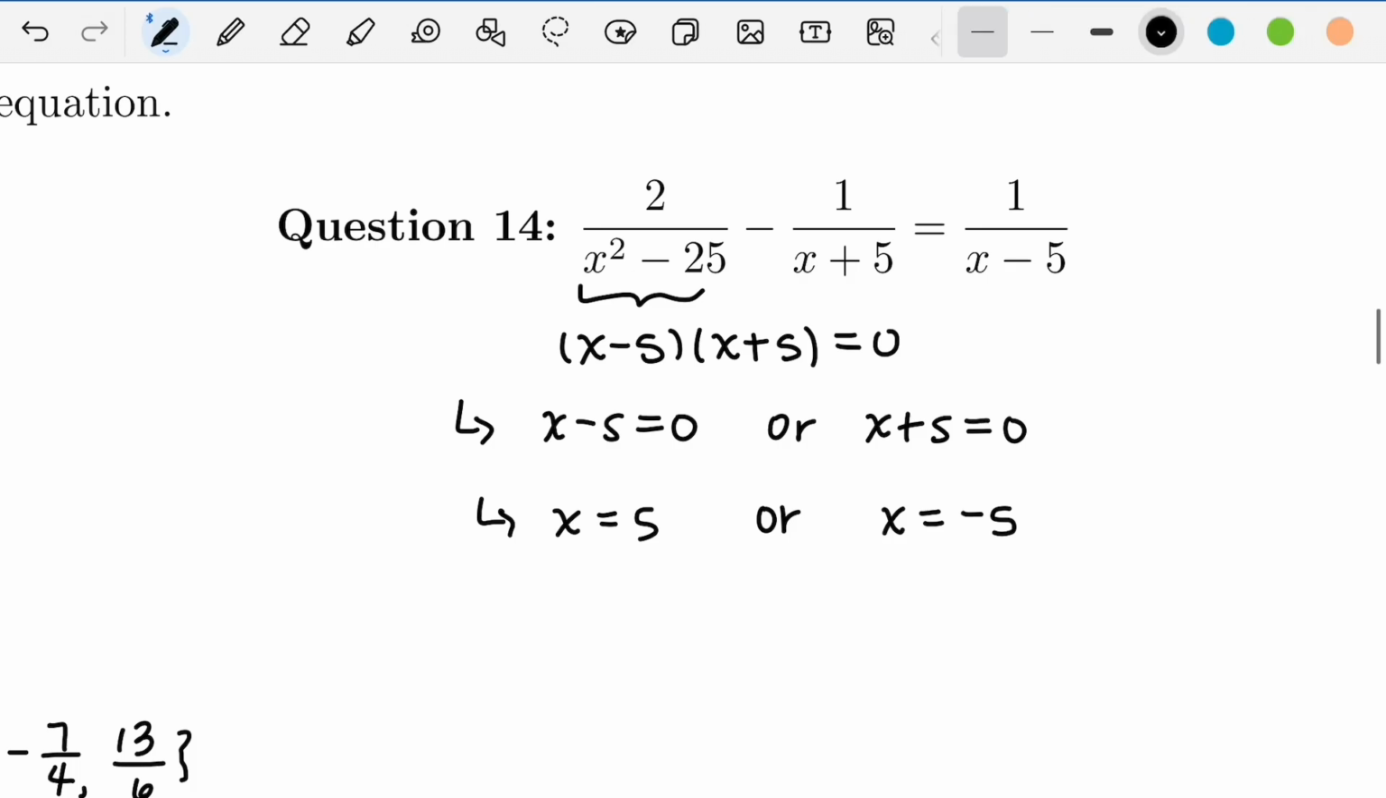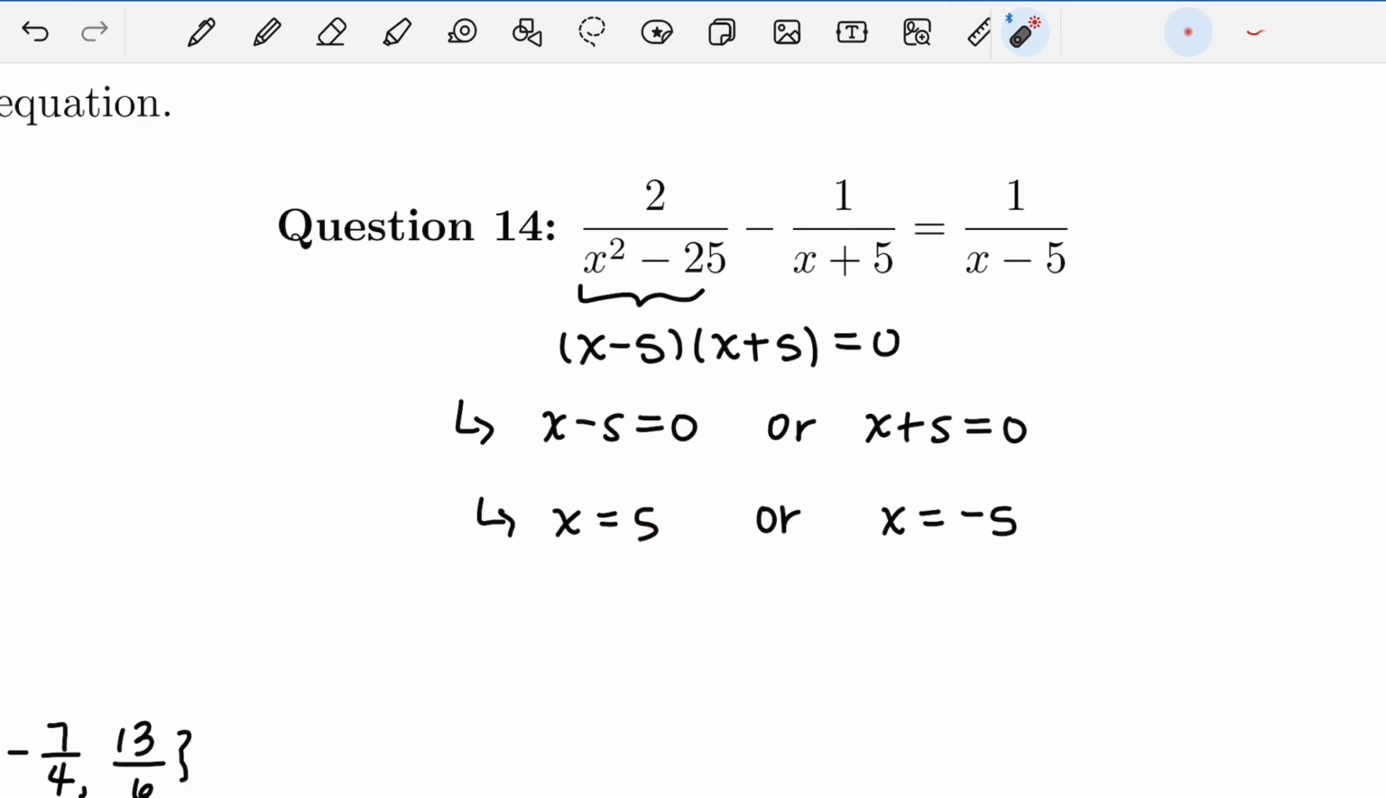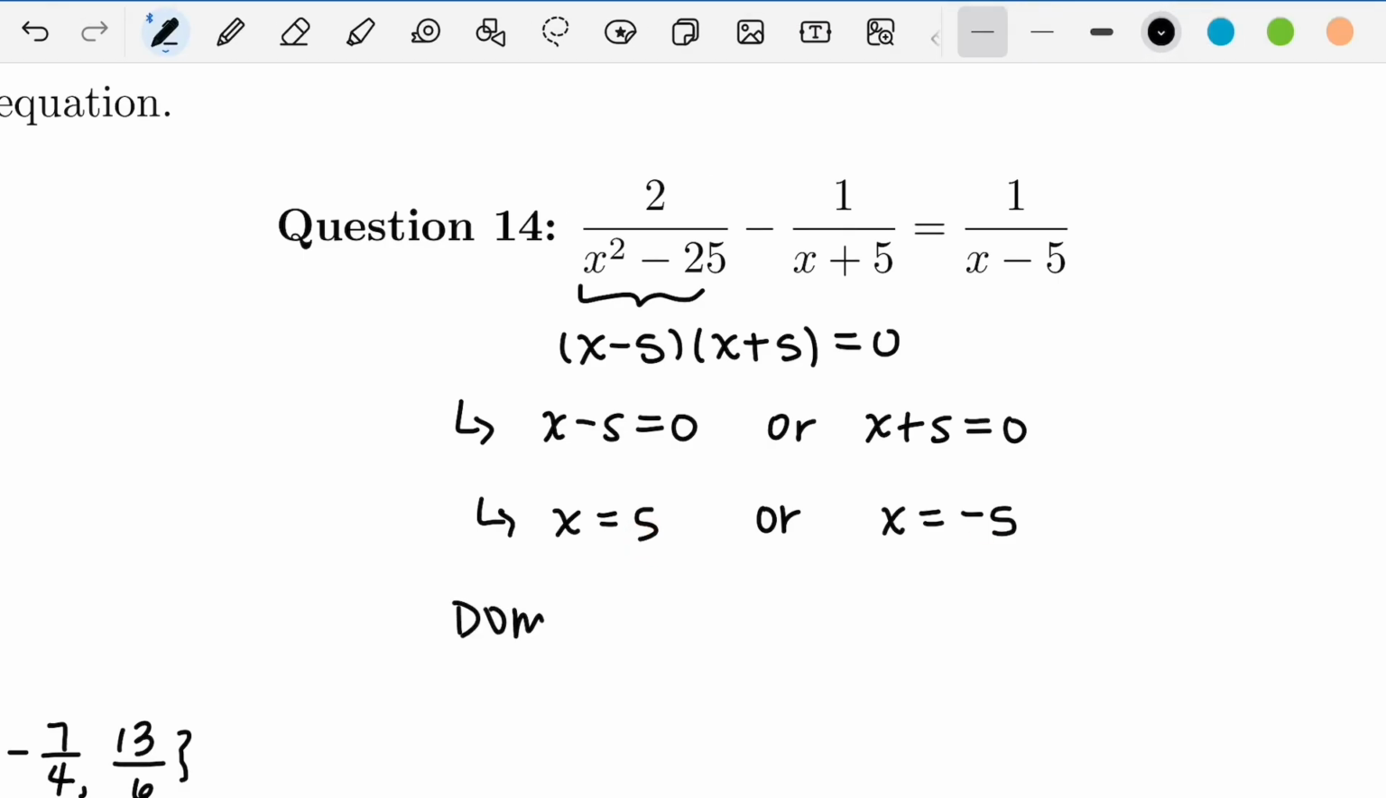So we can clearly see that the domain of this is going to be all real numbers except those where x is equal to 5 or negative 5. So writing this in set builder notation here, our domain is going to be all x values, and this brace here, all x values such that x is a real number that is not equal to plus or minus 5.